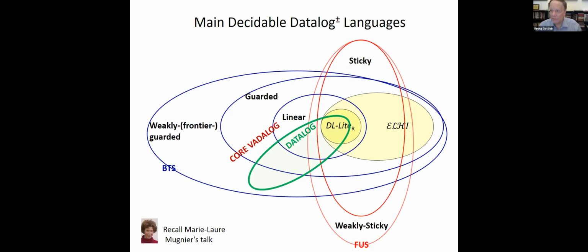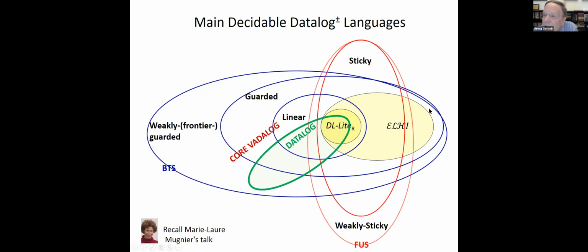Now those who have seen last week the talk by Marie-Laure Mugnier, she has also studied such languages, and she has, for instance, found this very beautiful and large language, which is called weakly frontier guarded. We have previously defined a language called guarded. Here is Datalog. You see that guarded does not comprise Datalog. Weakly frontier guarded does. This is the description logic DL-Lite.